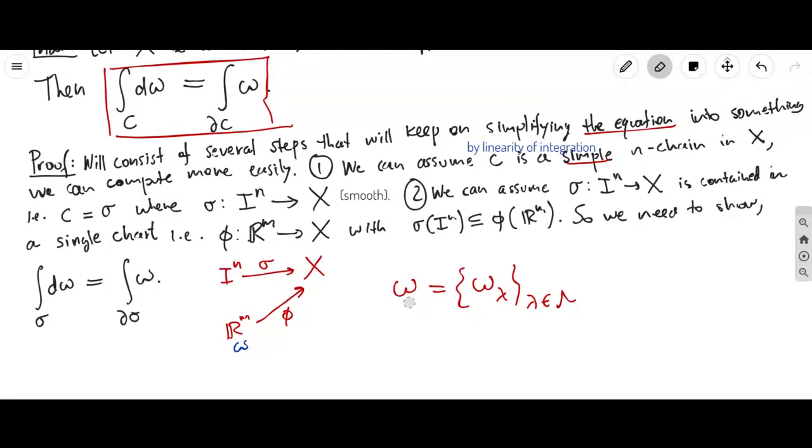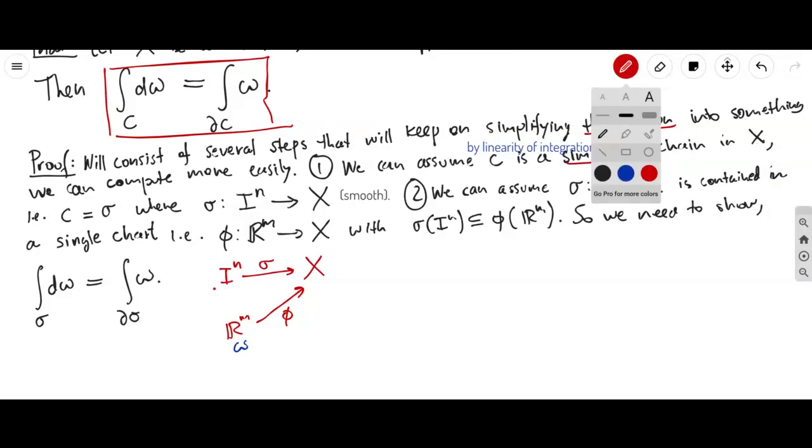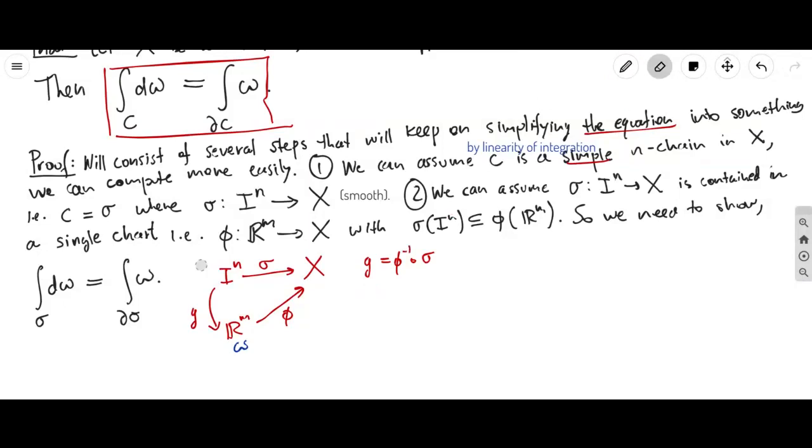And what do we therefore do? In order to integrate this, we have to pull back the form to this cube. So we have a composite function over here. Let's call it G, where G is sigma composed phi inverse. You go like this, and then you can go back because the image of sigma is contained in the image of phi. So when you do this composition, it is going to be defined on all of In.